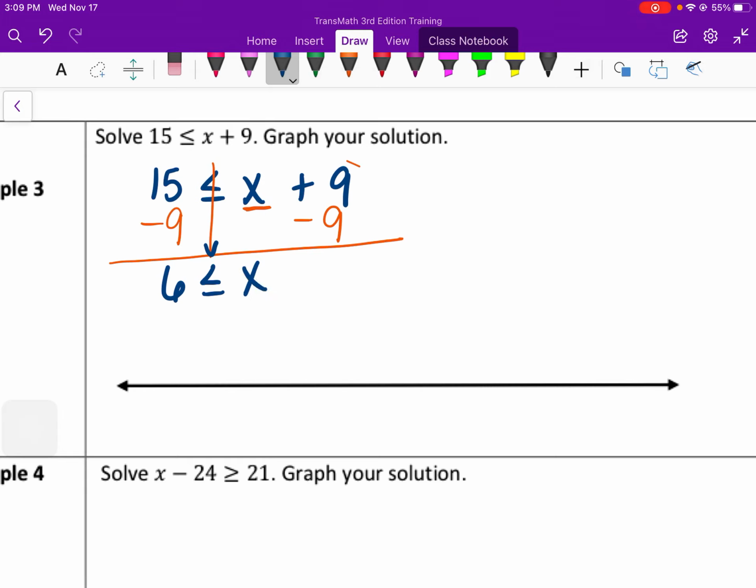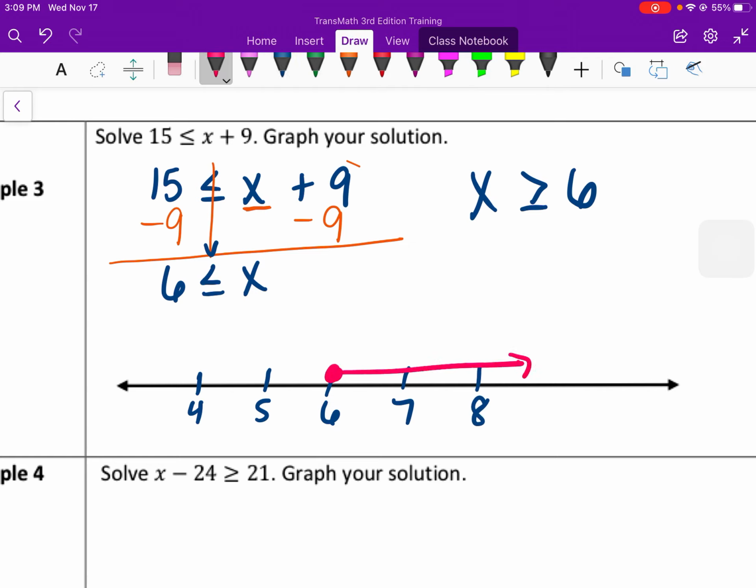Before I graph it, I'm going to flip the x and the 6, and if I flip-flop those numbers, then I also have to flip-flop the inequality, so it's going to become greater than or equal to. So if 6 is less than or equal to x, then x is greater than or equal to 6. And then I can graph that: 4, 5, 6, 7, 8. It would be a closed circle at 6, and then we would go to the right.